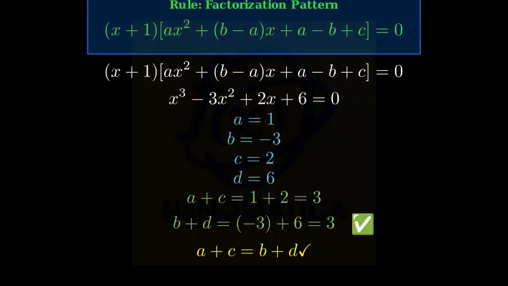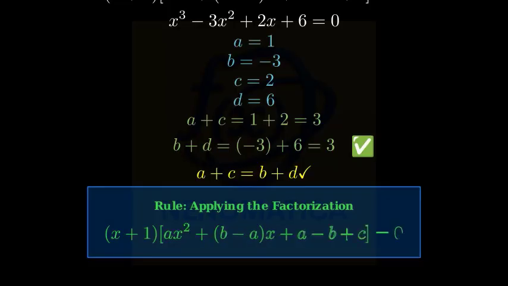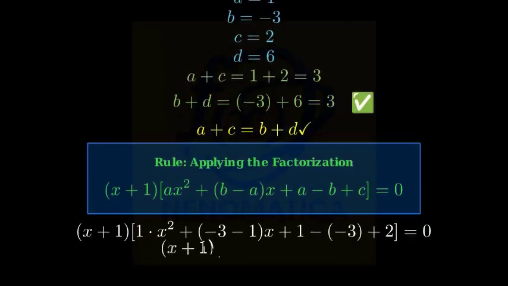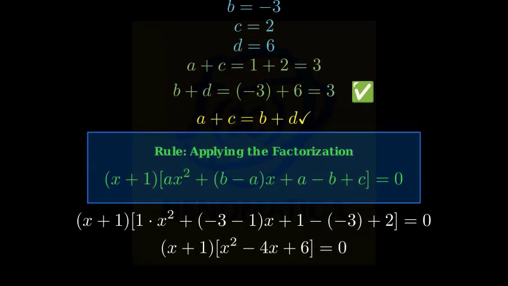Now, let's apply the factorization formula to our equation. According to our formula, the equation can be written as x plus 1 times the quantity 1 times x squared plus the quantity negative 3 minus 1 times x plus 1 minus negative 3 plus 2 equals 0. Simplifying this, we get x plus 1 times the quantity x squared minus 4x plus 6 equals 0.